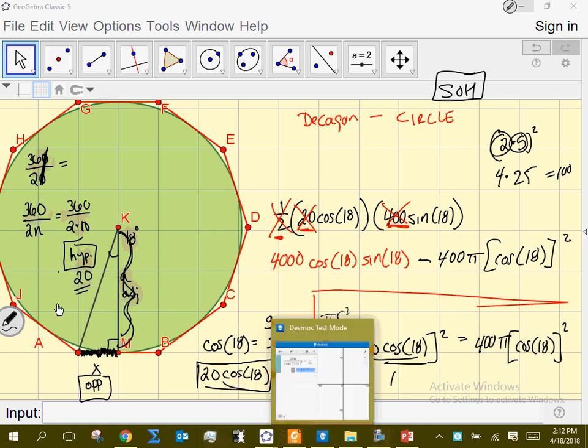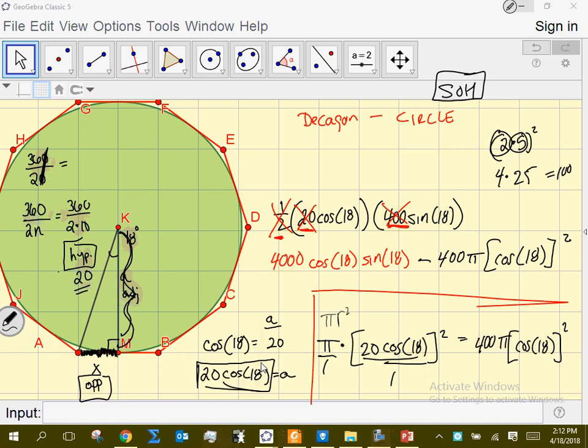I got 38 when I subtracted them. That's in the ballpark of the right answer, like 38.93604 or something like that. So you subtract the 4,000 cosine 18 sine 18 minus the 400 pi cosine squared to get the area for the rest of it. For the final answer, I'm just going to type this whole thing in, because the red one was the individual area of the decagon, the black one is the individual area of the circle, and then that minus sign is that minus sign right there.